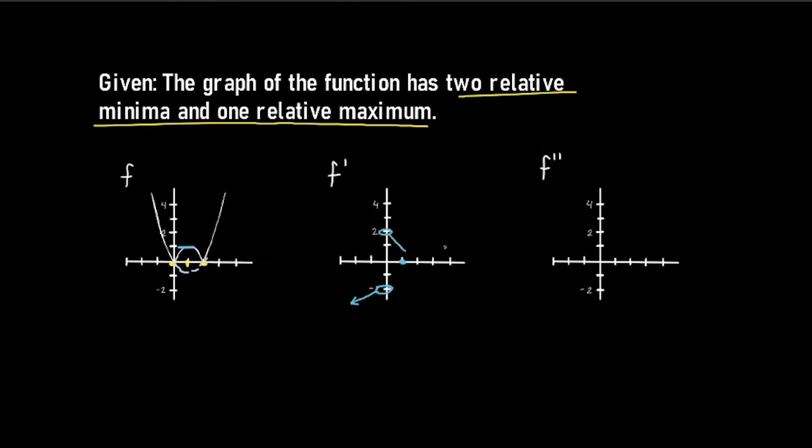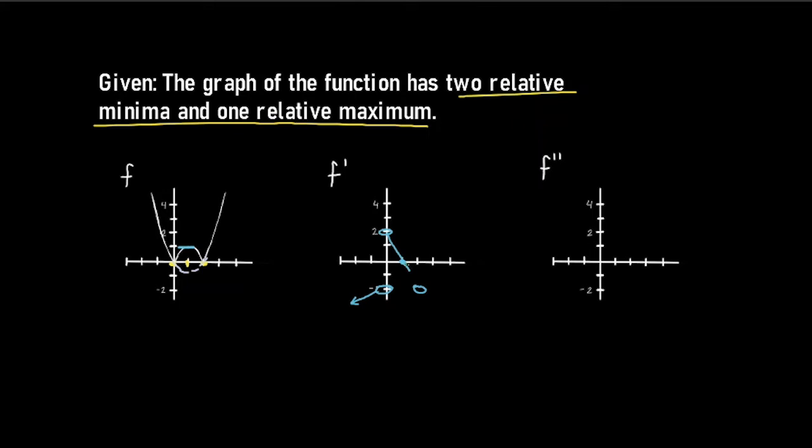Between the interval 1 and 2, f of x is decreasing and becomes less increasing. So f prime of x is going to be negative, and the line would be below the x-axis.